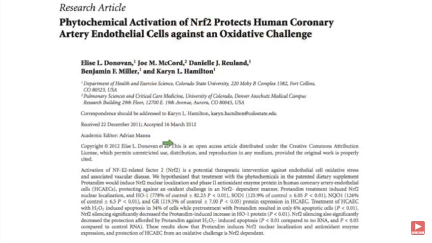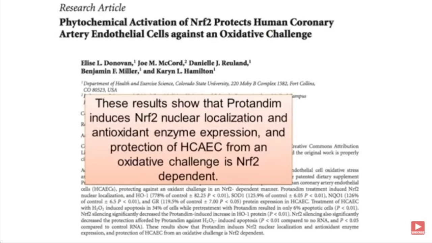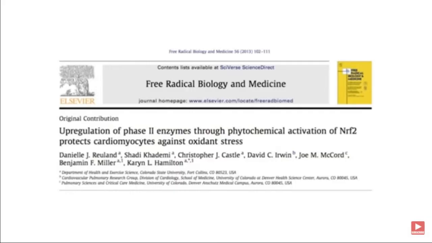One of the other articles talked about how you can actually protect the human endothelial cells within the arteries. So the endothelial cells are the lining cells inside the coronary arteries, and they found that Protandim had a protective effect against the oxidative damage that was done to those particular cells. Another study looked at the upregulation of the phase 2 enzymes with Nrf2 activation and how that can protect the heart muscle cells. So this was the glutathione stuff, how that had a protective effect through Nrf2 activation in heart muscle.